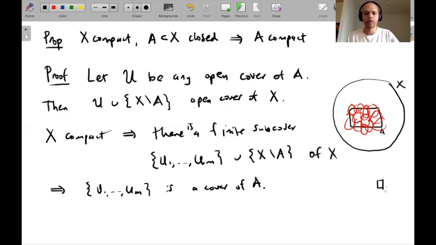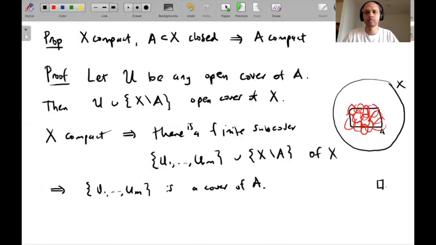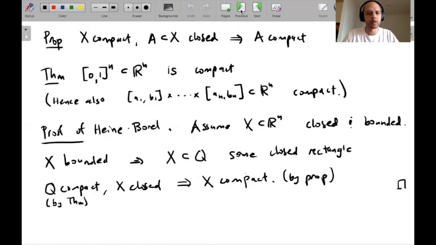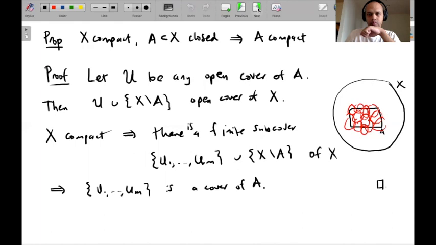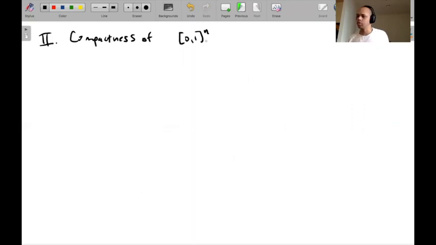All right, so now we need to explain this theorem. Let me start a new section for this: compactness of the cube.